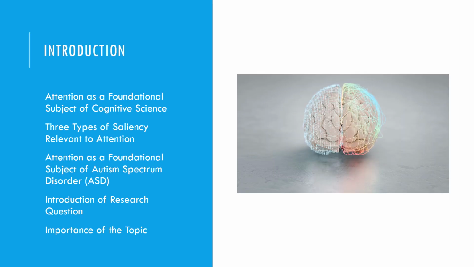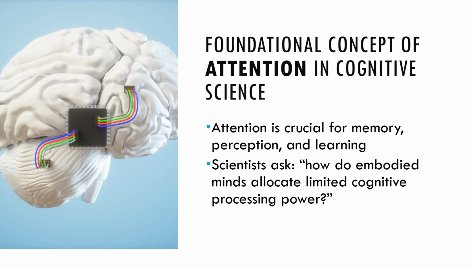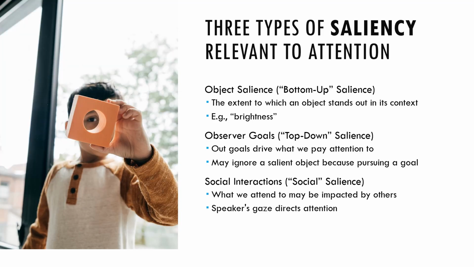In the introduction, we'll first talk about how attention is a foundational concept in cognitive science. It's crucial for other cognitive science concerns like memory, perception, and learning. And importantly, there are three types of saliency, or what causes us to capture our attention on something.